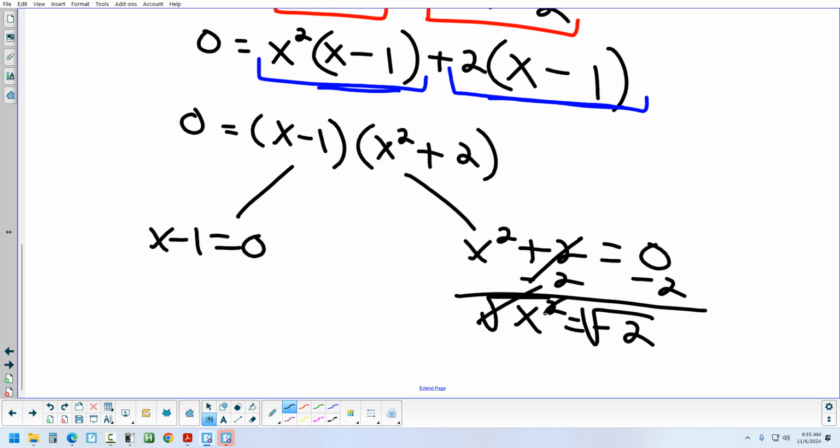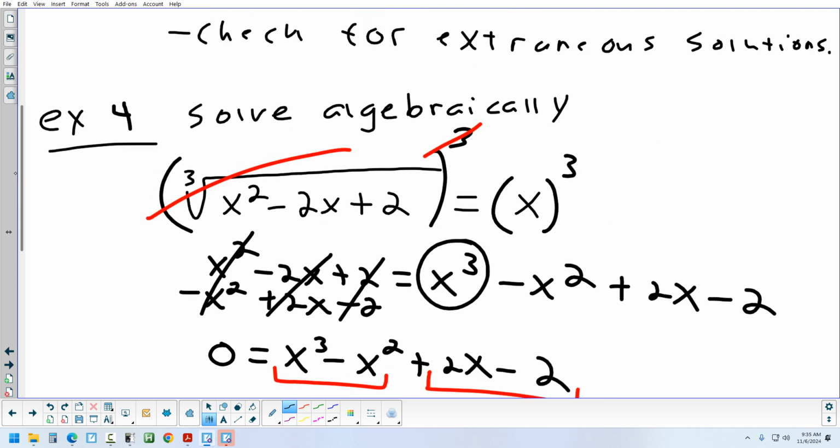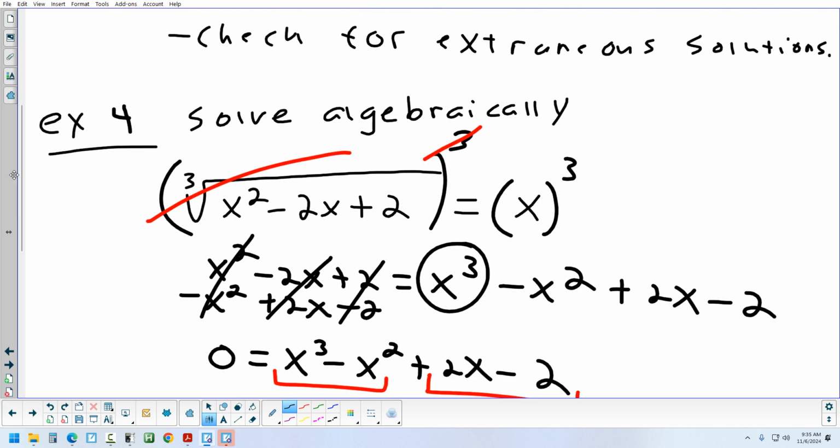So let's go to the other part. What could we plug in for x that would make the first factor 0? Plug in 1. Okay, so we think 1 is the answer. What do we have to do with that answer? Plug it back in. Right. You got to plug it back in because we saw sometimes you get an answer and it doesn't work. So let's plug in 1.